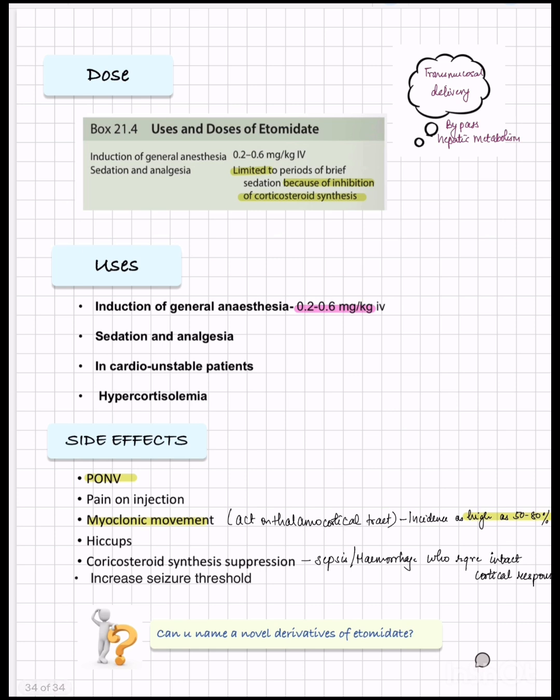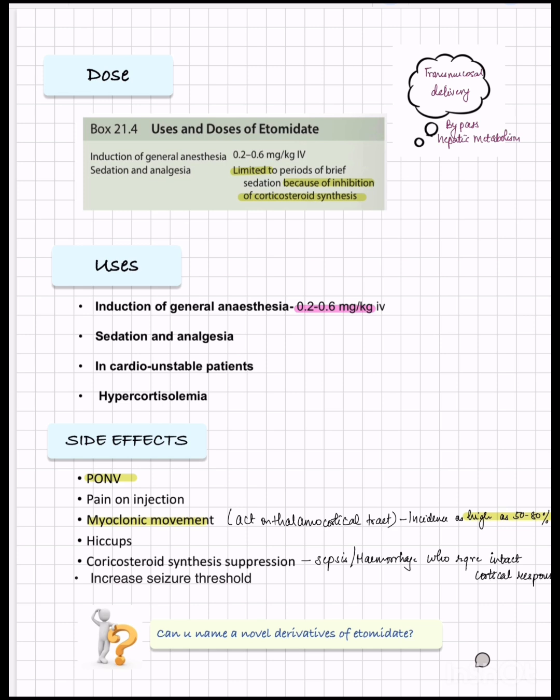Second, coming to doses, induction doses are 0.2 to 0.6 milligram per kg IV. This table has been taken from others. And sedation and anesthesia, limited to brief periods of sedation, can cause inhibition of corticosteroid synthesis. So that's why they are not used in infusions. Another route is transmucosal delivery, which bypasses the hepatic metabolism. I asked one question in Ketamine series, that why oral dose was much less than the IM dose. This is the reason for that also. You can go through my previous videos.